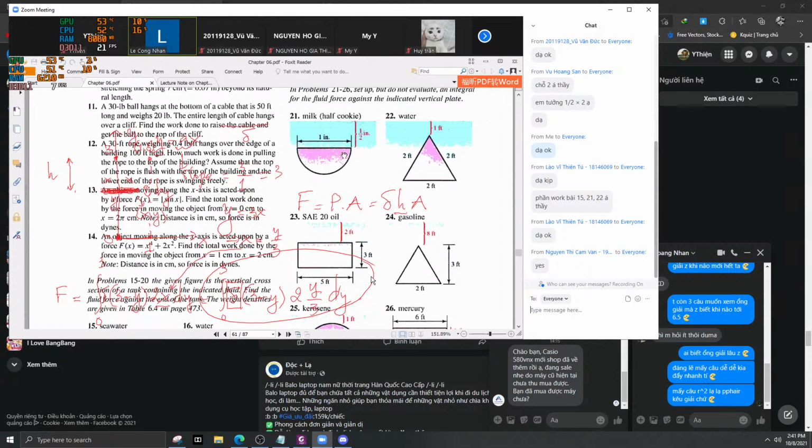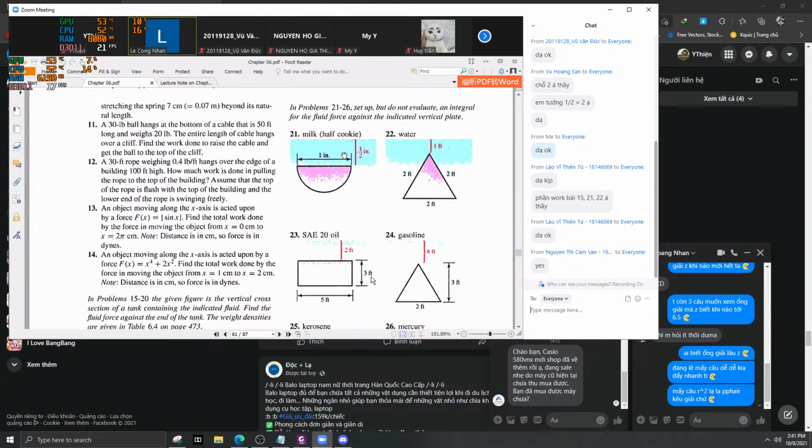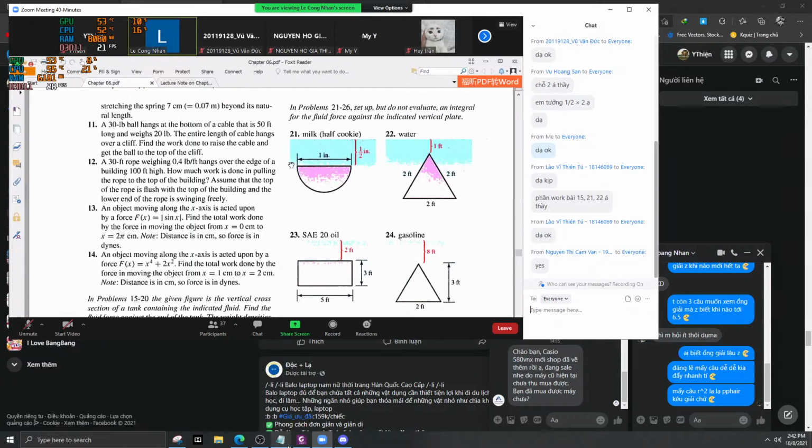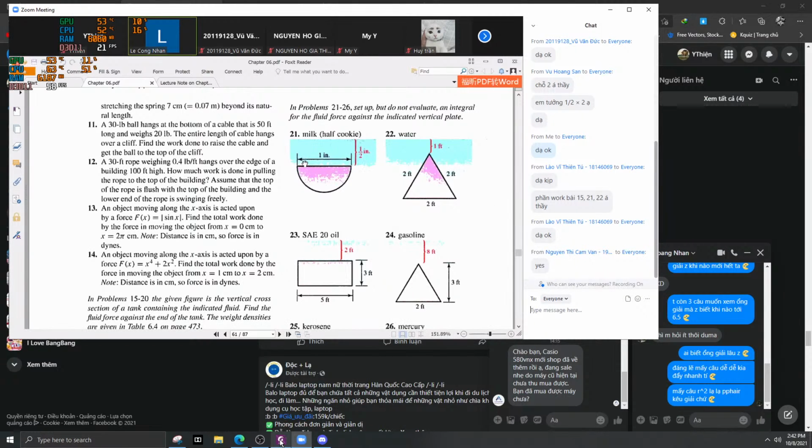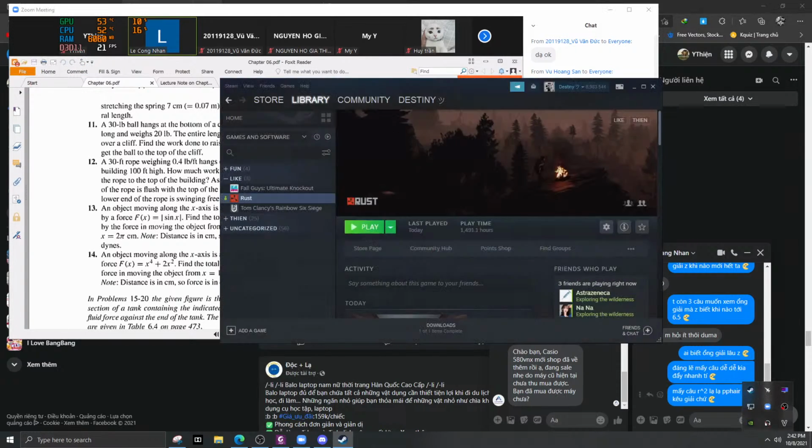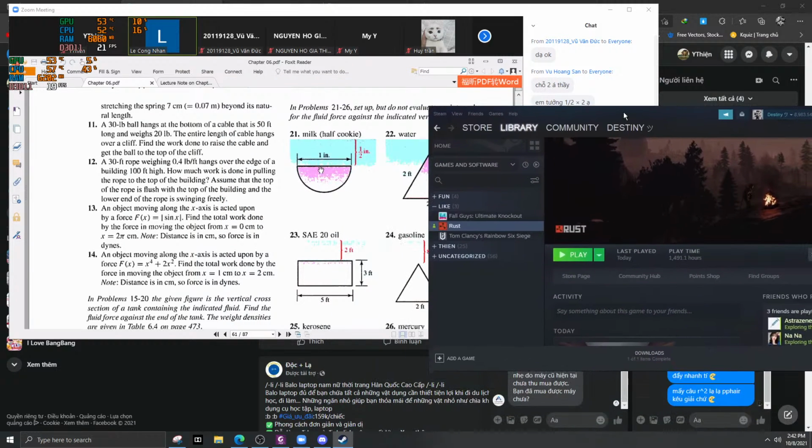Problem 21. Here we have problem 21. In this problem, set up, do not evaluate, an integral for the fluid force against the indicated vertical plate. So we have the vertical plate, and it's submerged in milk at a depth of 1/2 inch. We know the diameter is 1 inch. So how do we compute the total fluid force acting on this semicircle?